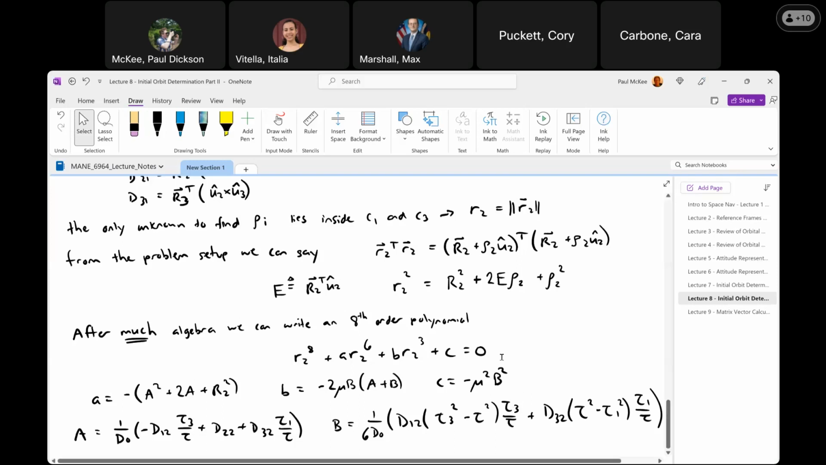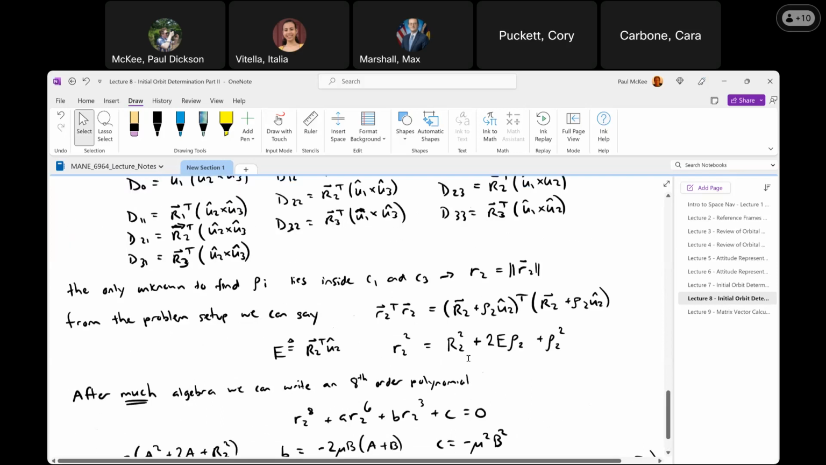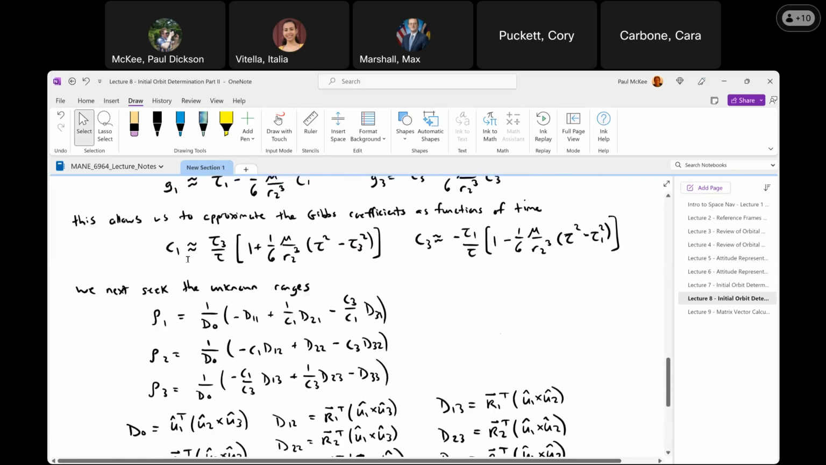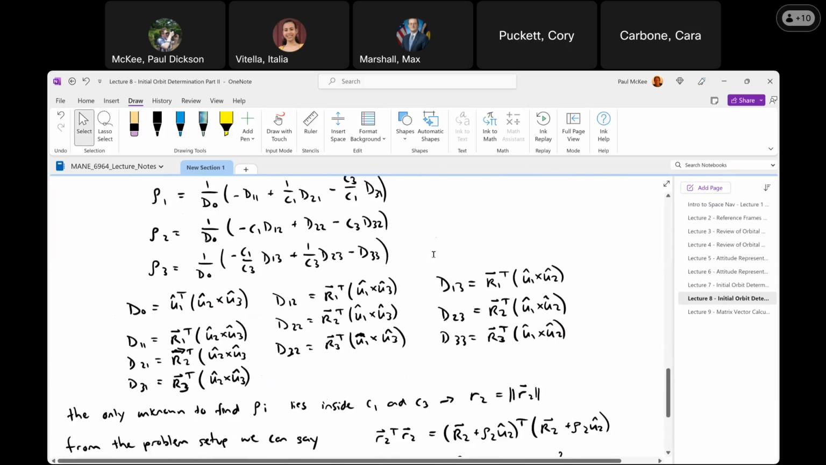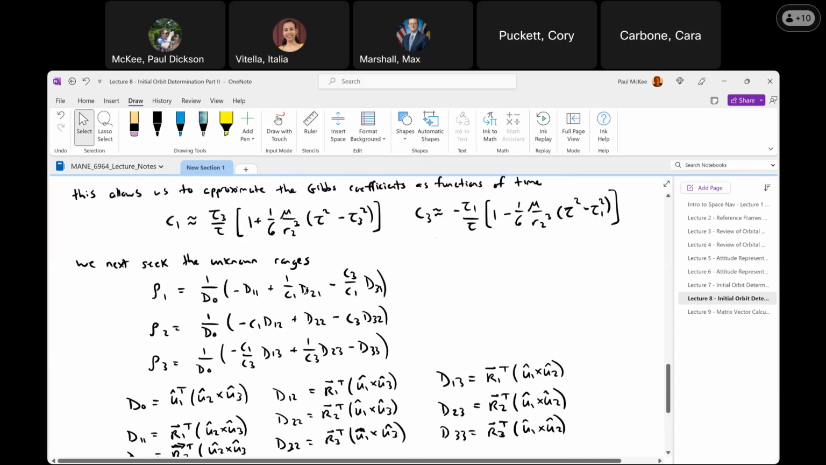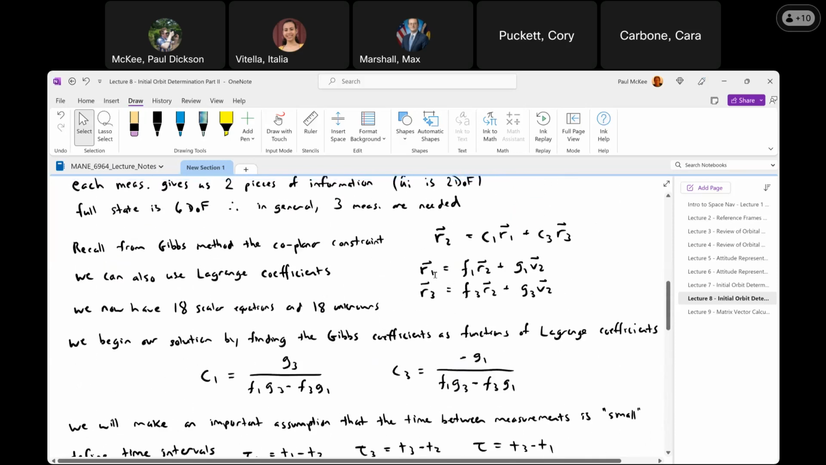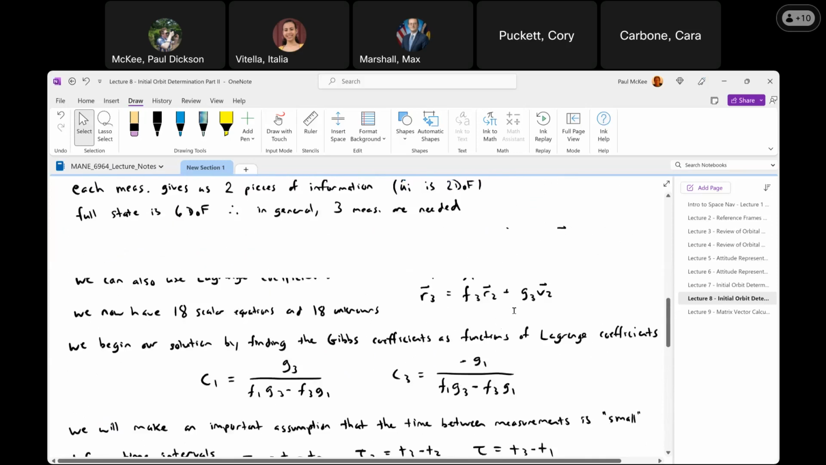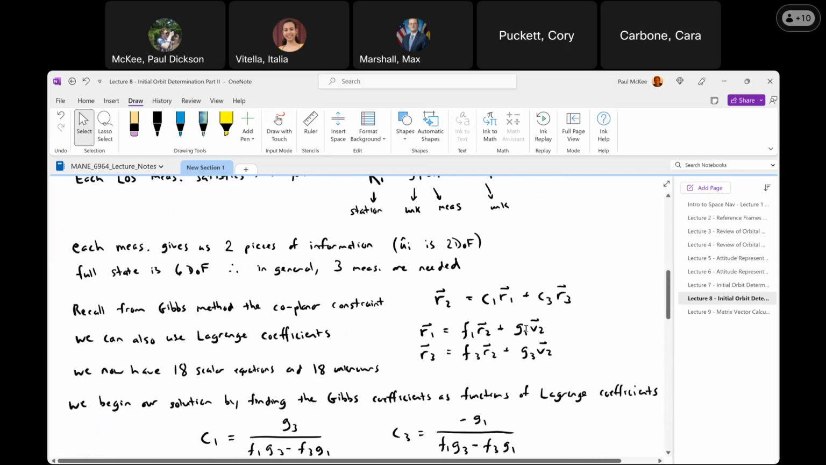But here's my point. This looks ugly, but we know all the taus, we know all the d's, we can compute those. That means that we can compute A and we can compute B. That means that we can compute little a and little b and little c. That means that we've arrived at an 8th order polynomial that we can solve for R2. And if we know that, then we can go back and solve for C1 and C3. And if we know those, we can solve for rho 1, rho 2, and rho 3. It feels like some sort of Rube Goldberg machine, but it all cascades downhill to R2 and V2. So what that means is we're done.